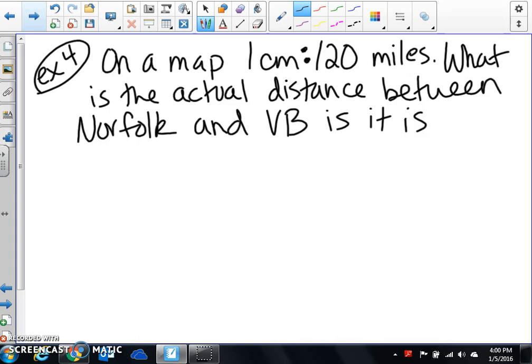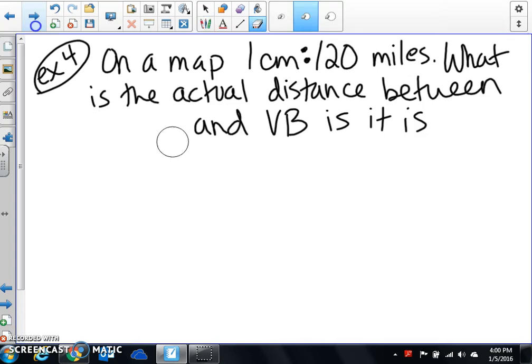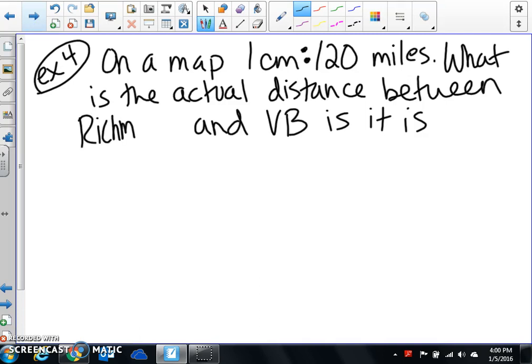well, let's say Richmond over here. Richmond and Virginia Beach. If you already wrote Norfolk, don't erase it. It doesn't really matter. I'm just thinking logistically. Okay, and VB, it is 3 centimeters. Let's actually do, sorry, I'm having trouble with this problem, 2.7 centimeters. Okay. Let's read that again just to make sure it makes sense. On a map, 1 centimeter represents 120 miles. What is the actual distance between Richmond and Virginia Beach if it is 2.7 centimeters away on the map?